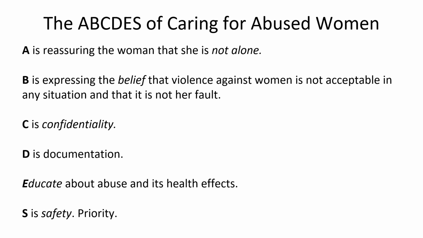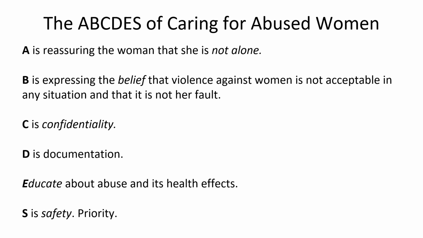A is reassuring the woman that she is not alone. The isolation by her abuser keeps her from knowing that others are in the same situation and that healthcare providers can help her. B is expressing the belief that violence against women is not acceptable in any situation and that it is not her fault. Demonstrate by your actions and words that you believe her disclosure.